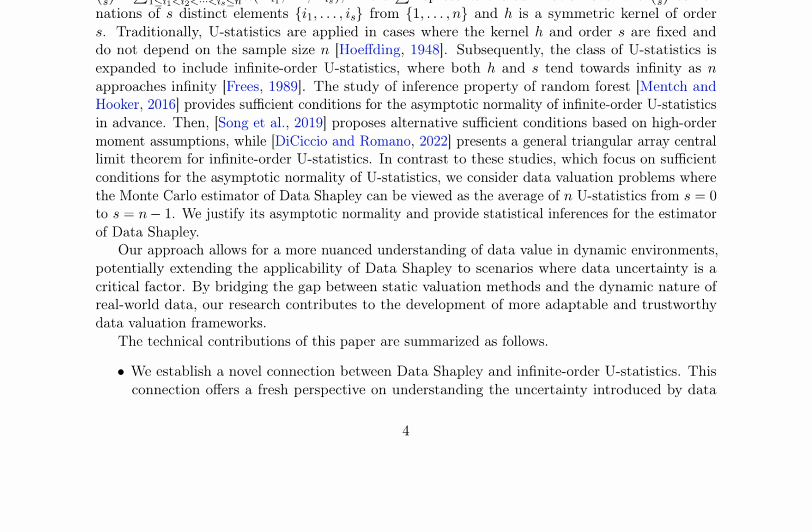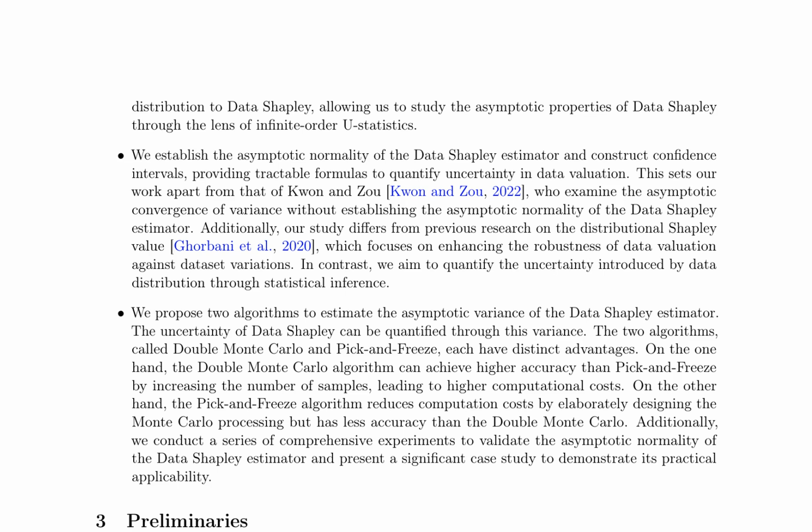The research contributes to the development of more adaptable and trustworthy data valuation frameworks, addressing the dynamic nature of real-world data. By understanding how the estimated Data Shapley value changes with varying data volumes, practitioners can better navigate data trading scenarios, ensuring fair and efficient data exchange. The authors establish a connection between the Data Shapley distribution and infinite-order statistics, enabling the study of the asymptotic properties of Data Shapley. This allows for the investigation of the uncertainty in data valuation through statistical inference.